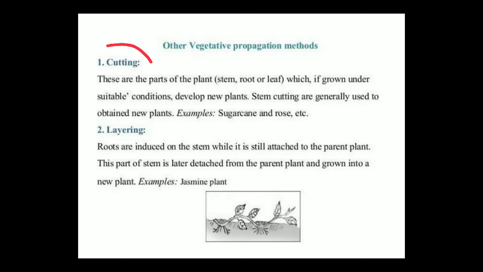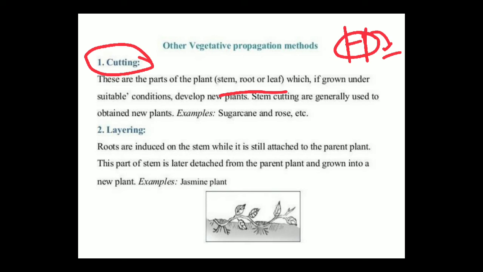We will start with cutting. These are the parts of the plant such as stem, root or leaf, which if grown under suitable conditions develop new plants. Stem cuttings are generally used to obtain new plants. Examples are sugarcane and rose. In the sugarcane, you see these types of nodes are there. If you cut this node and put it in the soil, it will regrow as a new plant.